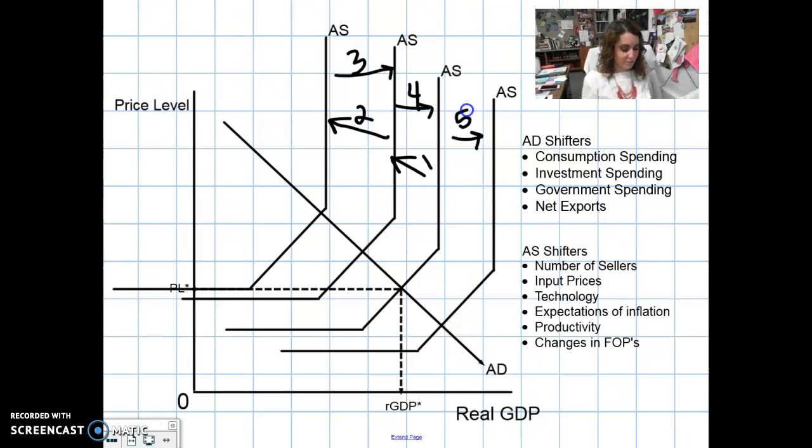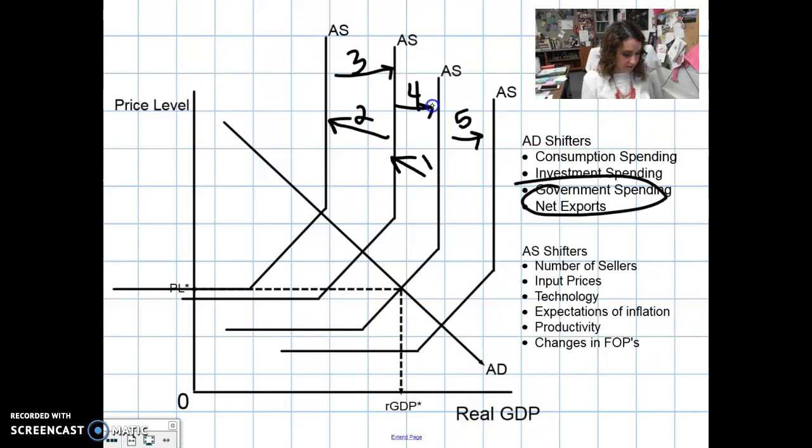Number 6, government spending increases. Government spending is a shifter of aggregate demand. That one's going to be our no change. It's not going to affect aggregate supply if government spending changes. It's going to affect aggregate demand, but that's not what the question is asking. It's asking about what happens to aggregate supply, which is nothing. So you're going to still be at curve D because that's where we were when we left off.